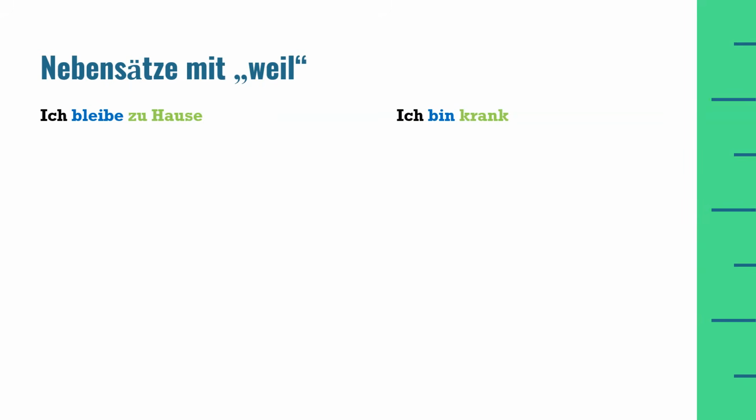The first sentence, where we have a statement, is called Hauptsatz, or in English main clause, and the second sentence, where we have a reason for the fact in the first sentence, is called Nebensatz. Nebensatz is called subordinate clause. Now, if we want to combine these two sentences, I stay at home because I am sick, then we have to use this conjunction weil.